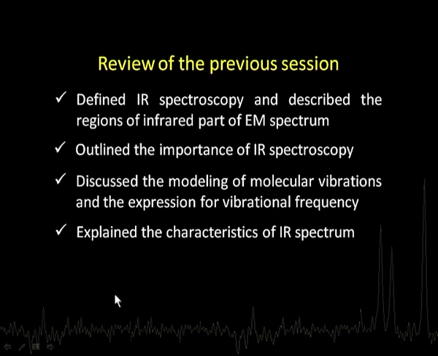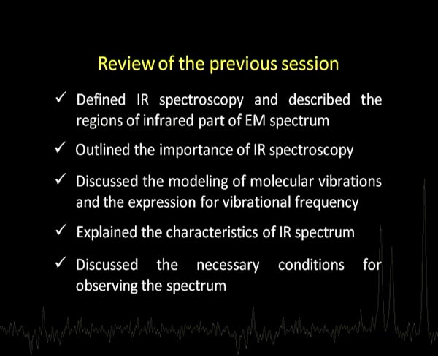Then we explained the characteristics of IR spectrum. We took a schematic spectrum and showed that it can be characterized in terms of the different kinds of bands we get, whether they are strong bands, weak bands, or medium bands, and things like that. Thereafter, we discussed the condition necessary for the spectrum to be observed. That means, what is the requirement in the molecule so that it can interact with IR radiation and give us the spectrum, which can be used to find out information about the molecule. That's all that was done in the previous session.